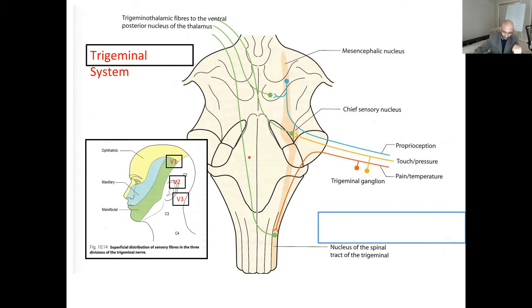Yes, Gina, that is correct. This would be a second order neuron. So what happens if we lesion after the spinal nucleus of 5? What happens? Contralateral loss of pain. Very good.